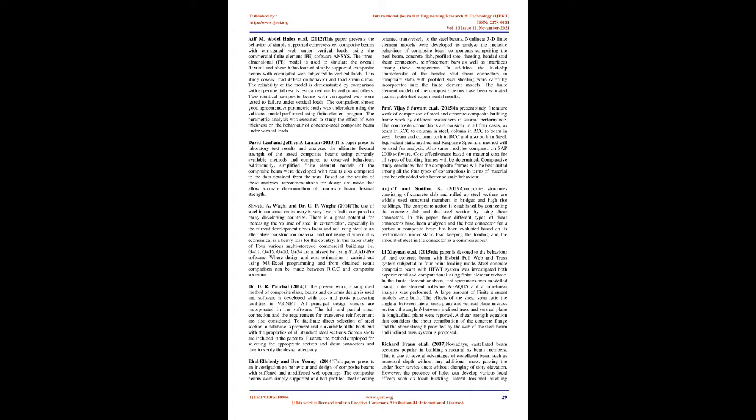Two identical composite beams with corrugated web were tested to failure under vertical loads. The comparison shows good agreement. A parametric study was undertaken using the validated model performed using a finite element program. The parametric analysis was executed to study the effect of web thickness on the behavior of concrete steel composite beam under vertical loads. David Leaf and Jeffrey A.